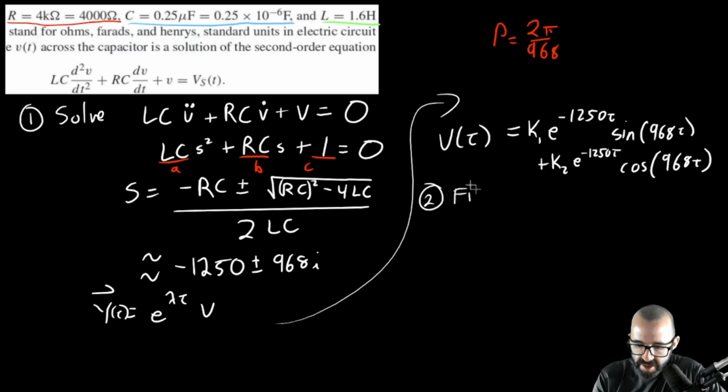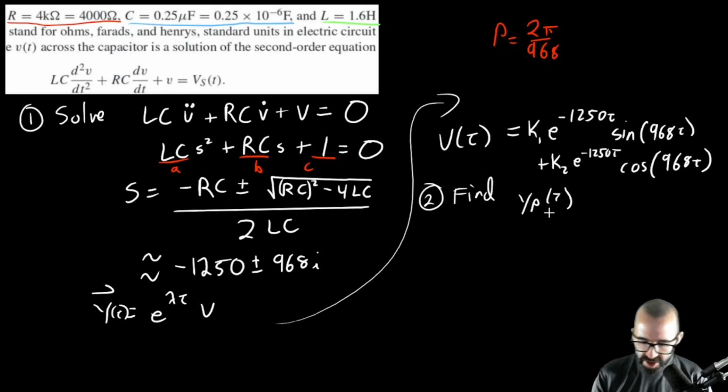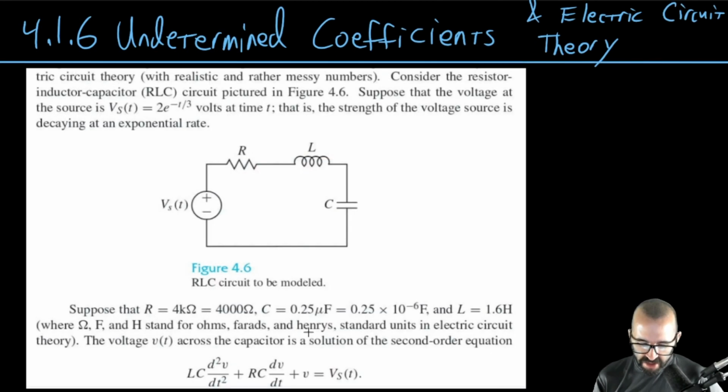Now we need to find a particular solution. Ready? Okay. Then our particular solution, we're going to guess, is equal to some constant. What was our right-hand side again? What was V sub s? V sub s, our right-hand side, it said it somewhere, 2e to the negative t over 3.